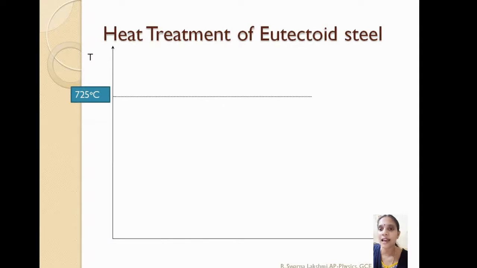And our reference line will be the austenizing temperature, that is 725 degrees centigrade, above which the eutectoid steel remains in the austenite phase. This 725 degrees Celsius is known as the A1 line, that is the lower temperature transformation line for all forms of steel, hypoeutectoid, hypereutectoid and eutectoid steel. As far as eutectoid steel is concerned, this is the eutectoid line. The 725 degrees centigrade mark is the eutectoid line or the A1 line.